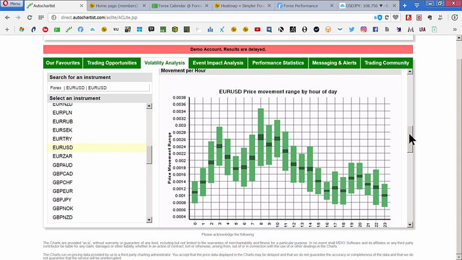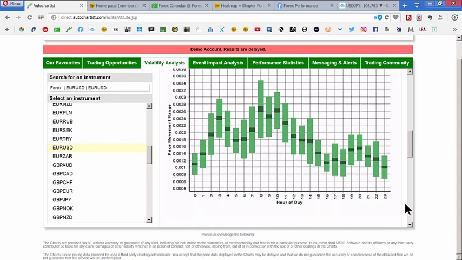Let's look at the hourly price movement range. I'm going to be expecting on average somewhere between 26 and 35 points. 26 and 35. Let me show you. This is the column right here. 26 and 35. How do I get that? The average and the upper end of the average.